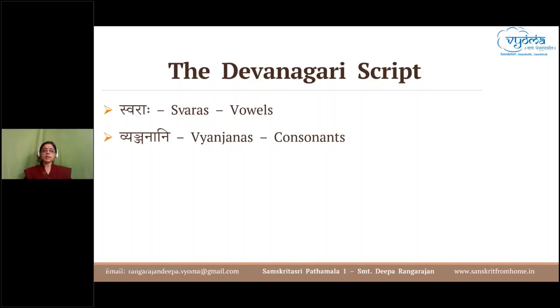and Avargiya Vyanjanas. Vargiya Vyanjanas have 5 groups of 5 consonants each. So there are 25. They are classified based on the place of origin in the mouth. So they get the group names also based on the place of origin in the mouth. The Kavarga or the Kanthya Varnas are Ka, Kha, Ga, Gha, Nga. The Chavarga or the Talavya Varnas are Cha, Chha, Ja, Jha, and Nya.